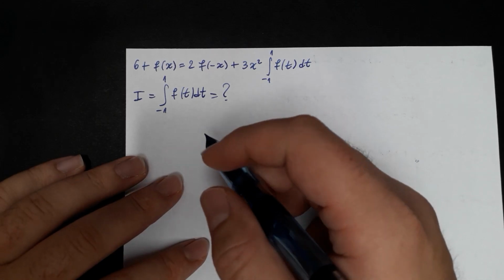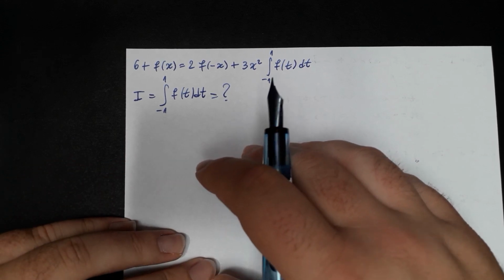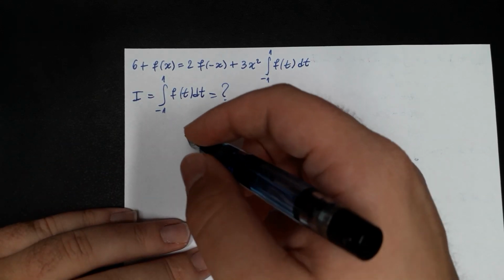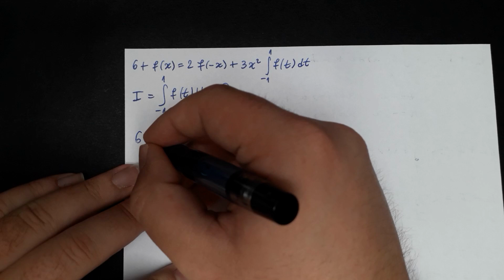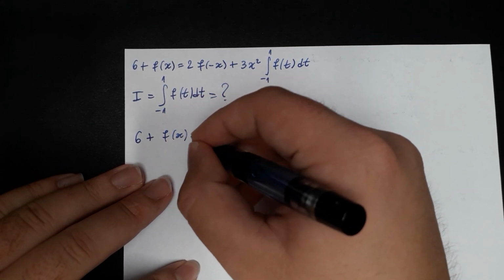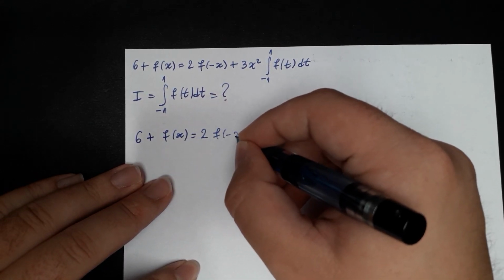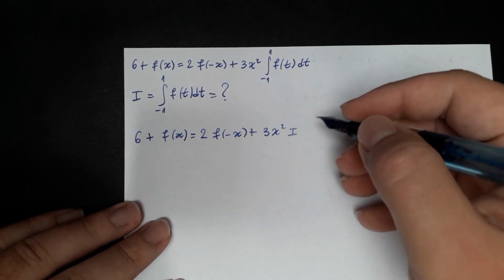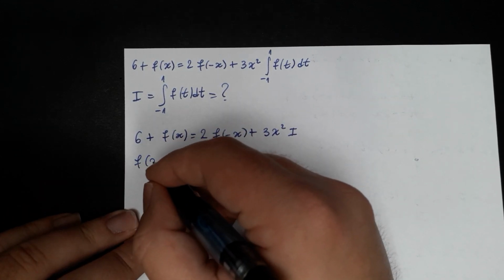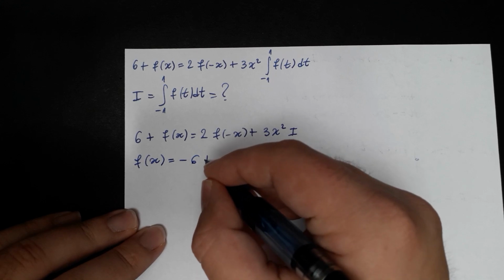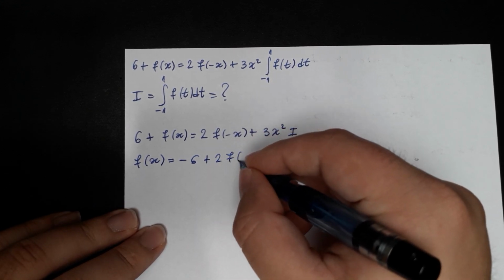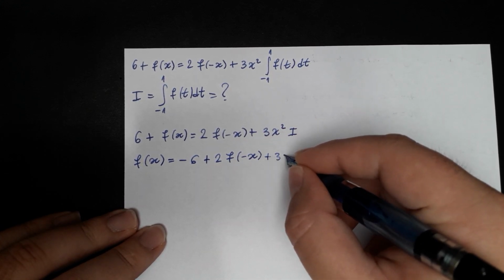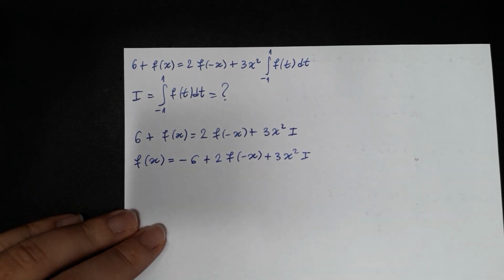Well, there is another way we can solve this problem, and I am going to show that way now. So we have the equation 6 plus f(x) is equal to 2 times f(-x) plus 3x squared I. And that gives us that f(x) is equal to -6 plus 2f(-x) plus 3x squared times I.